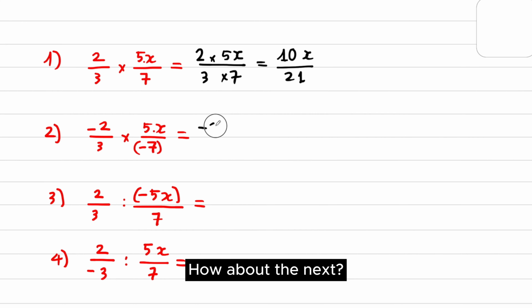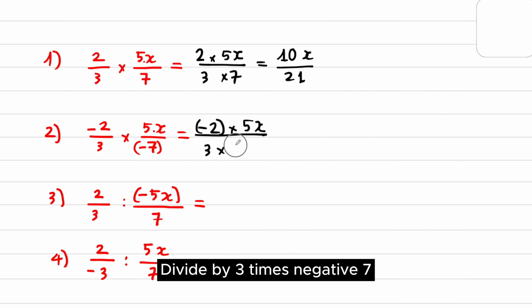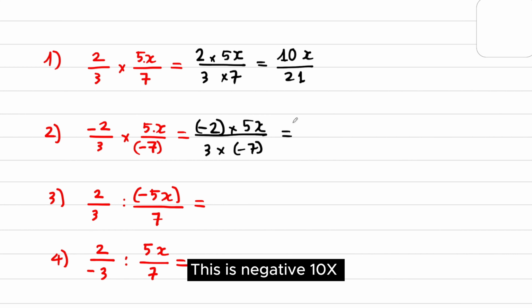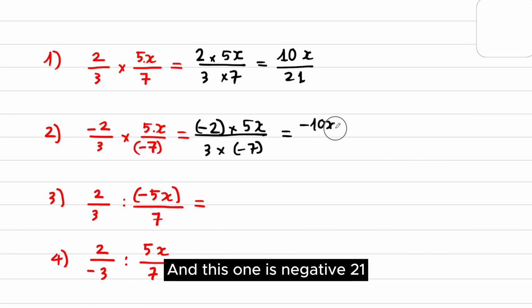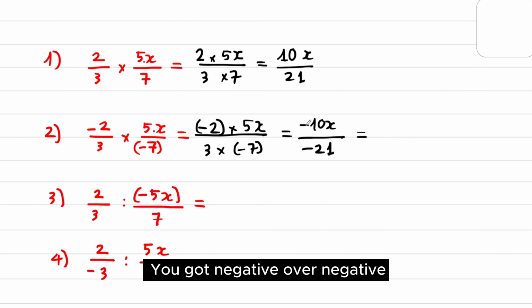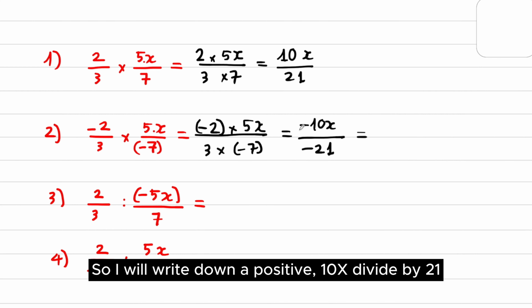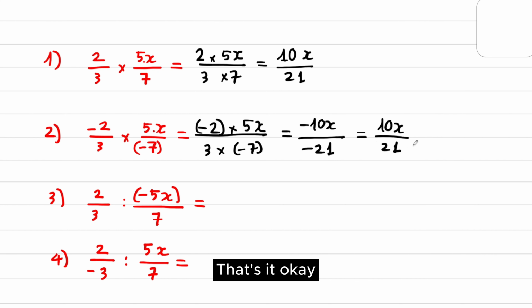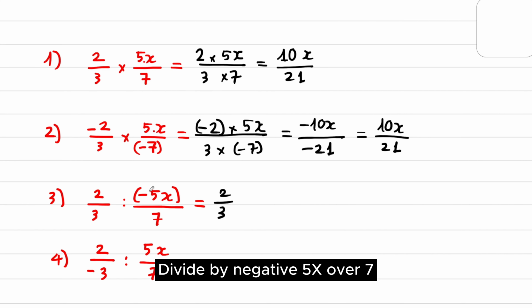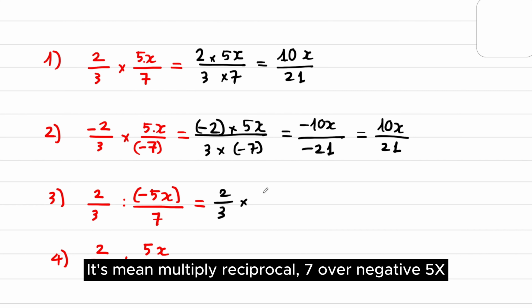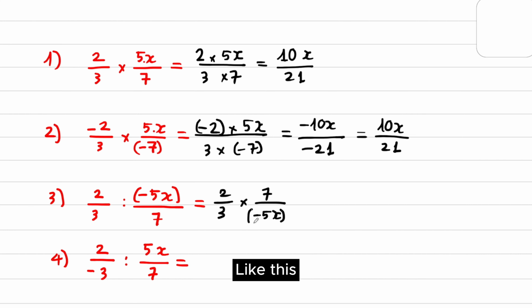Okay, how about the next one? Negative 2 times 5x divided by 3 times negative 7. This is negative 10x, and this one is negative 21. So you can see now you have negative over negative, so I will write it out as positive 10x divided by 21. That's it. Okay, so 2 divided by 3 divided by negative 5x over 7 means multiplying by the reciprocal, 7 over negative 5 times x, like this.